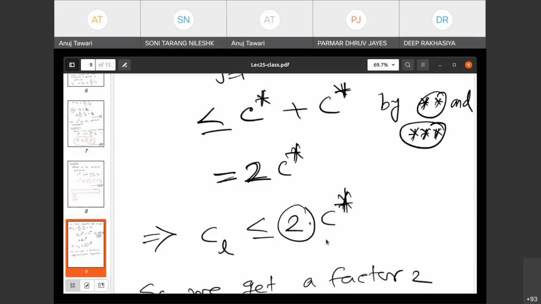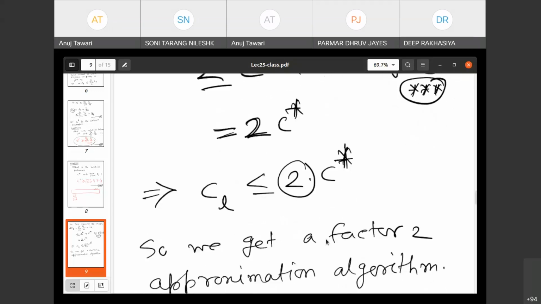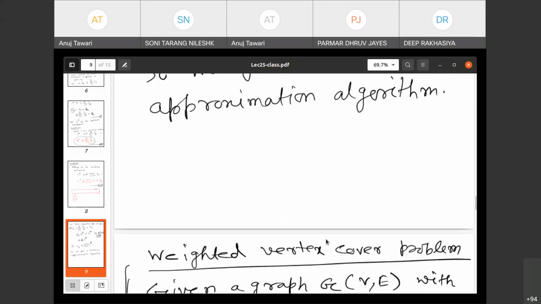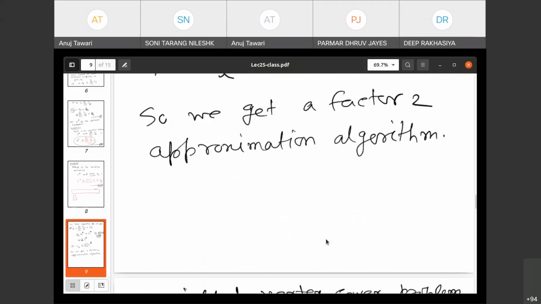Okay, so if this is clear, I will start the next problem. Okay, so we get a factor 2 approximation algorithm for this setting. So this algorithm is almost sorted. Everybody is clear with how it is running and how we have derived the approximation factor.